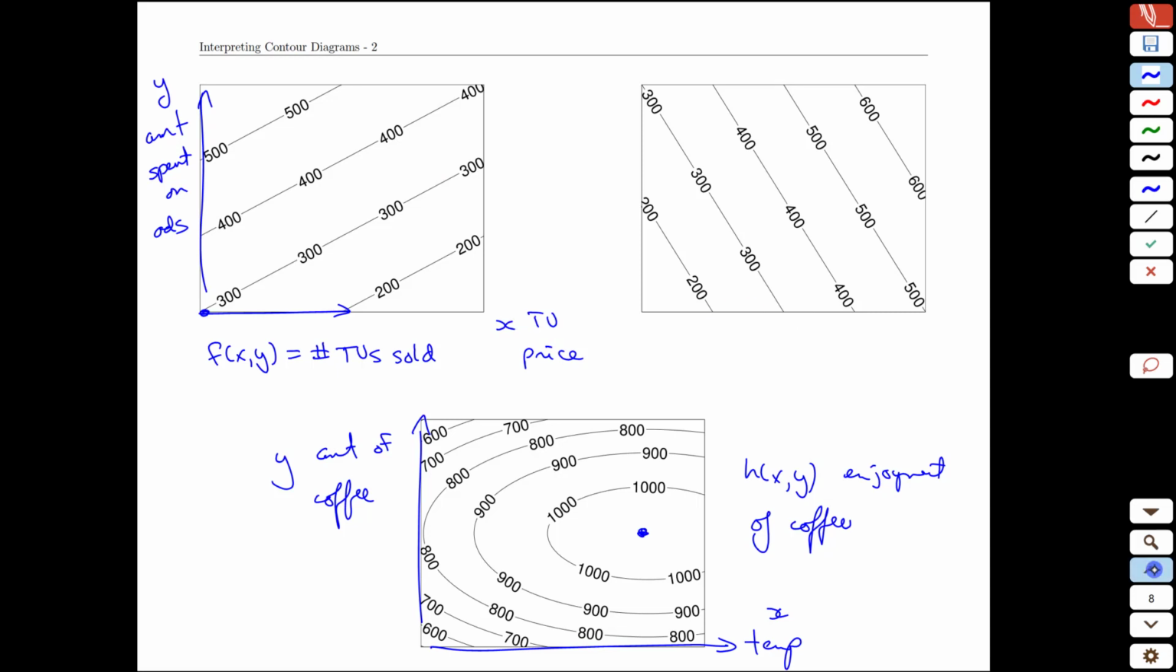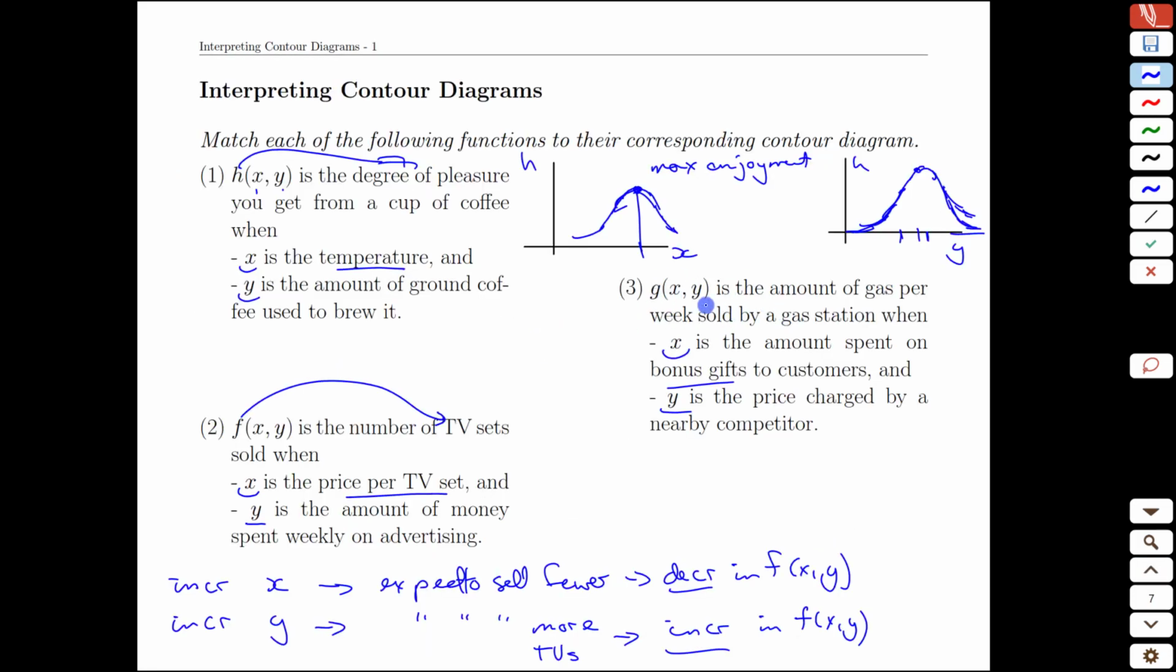Well, that leaves us with one last option to consider, and we just have to make sure that the graph that we described in words here actually matches the graph that we see. So here we have the amount spent on bonus gifts to customers, and there again, if we increase x, we would expect to see an increase in g. And likewise, if y is the price charged by a nearby competitor, well, if their price goes up, we also expect to sell more gas because customers are going to come to us instead.